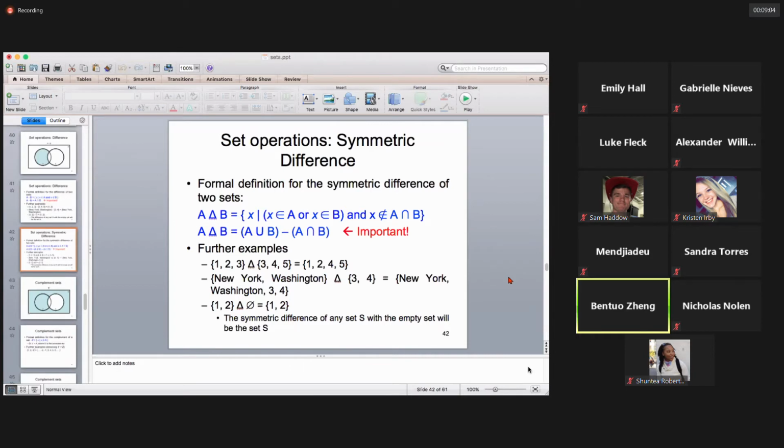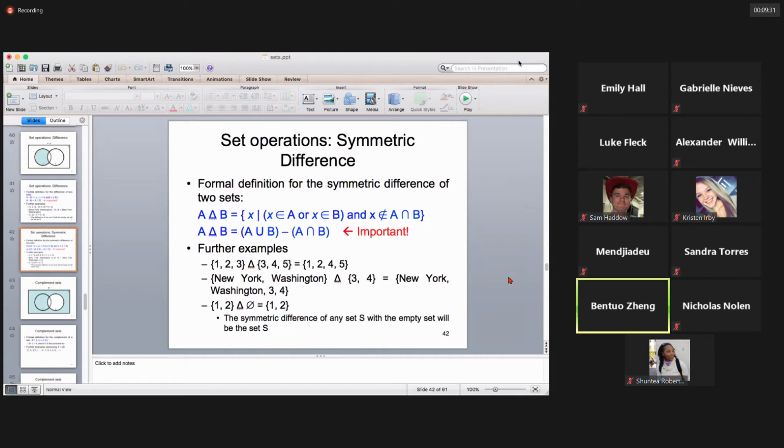So you can see from the last example that the symmetric difference of any set with the empty set will be the set itself, because the intersection of any set with the empty set is empty and the union is the set itself. So by definition, this is always the case.